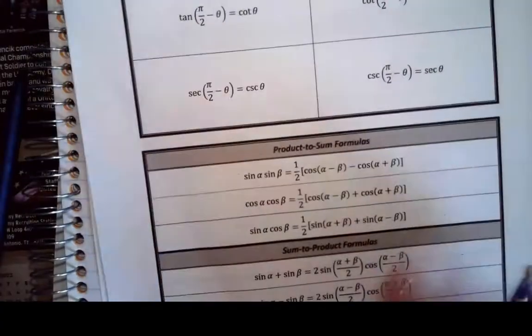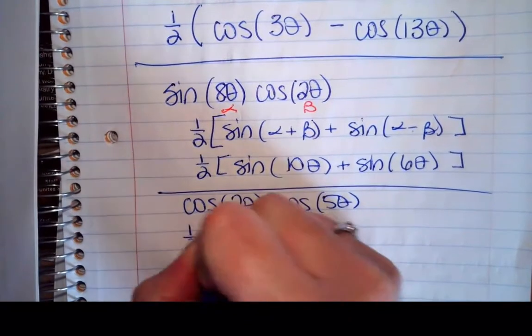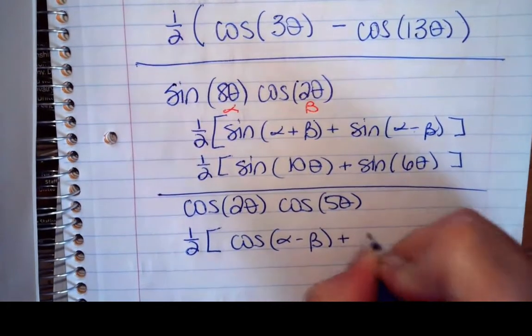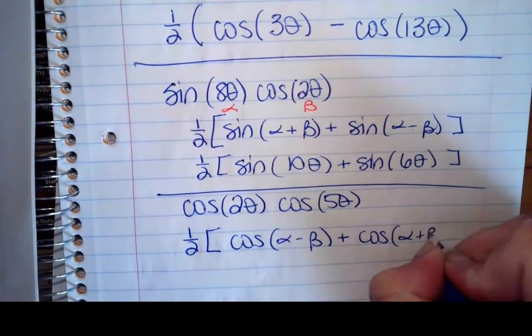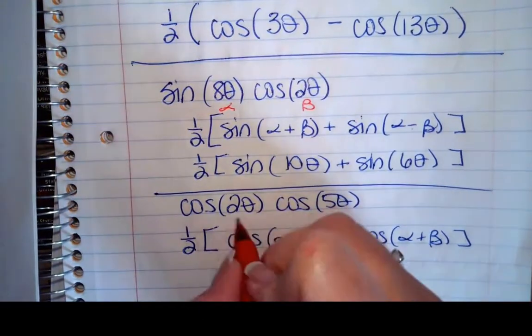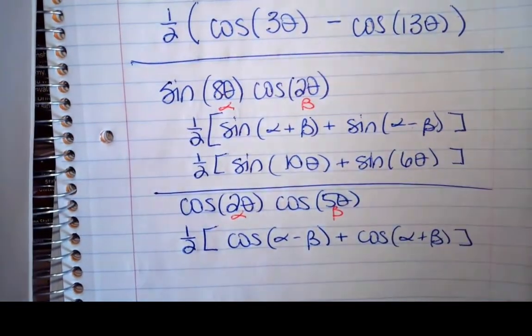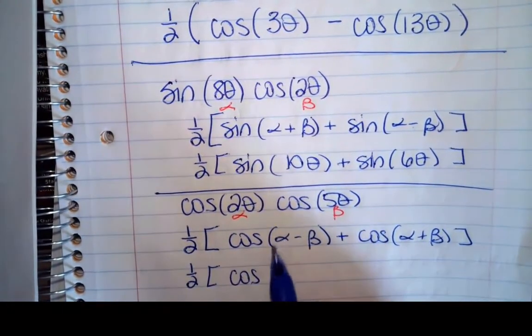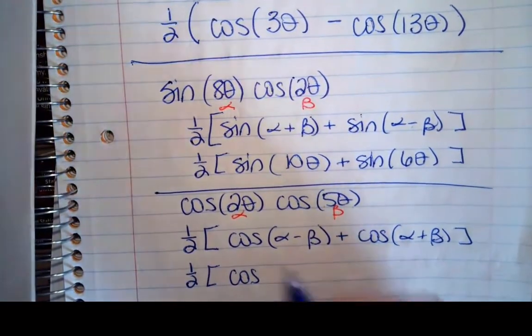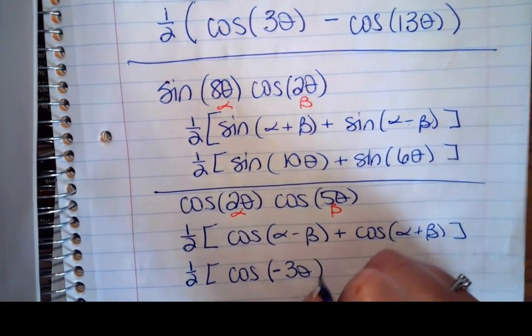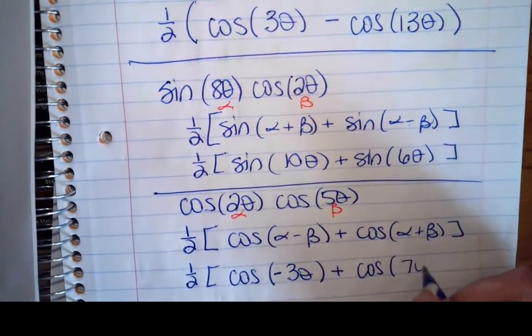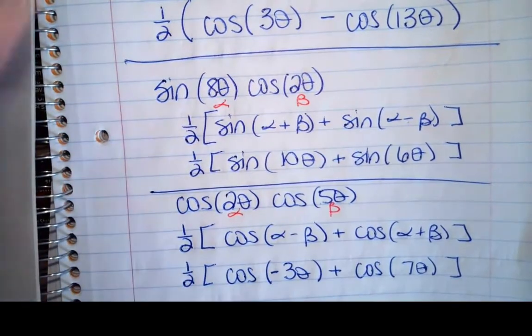So I'm going to look for a cosine alpha, cosine beta. My formula is 1/2 times the cosine of alpha minus beta plus the cosine of alpha plus beta. So this is my alpha and that's my beta. So I've got 1/2 times the cosine of 2 thetas minus 5 thetas, which is -3 thetas, plus the cosine of alpha plus beta, which is going to be 7 theta. Now hang on a second, because you're not done.